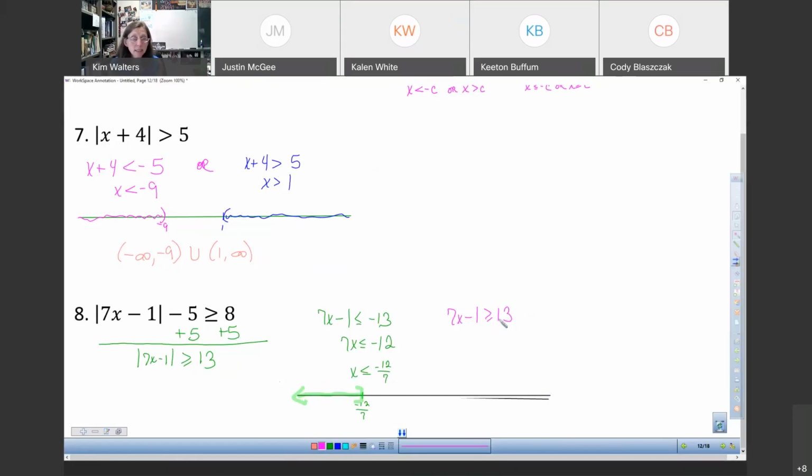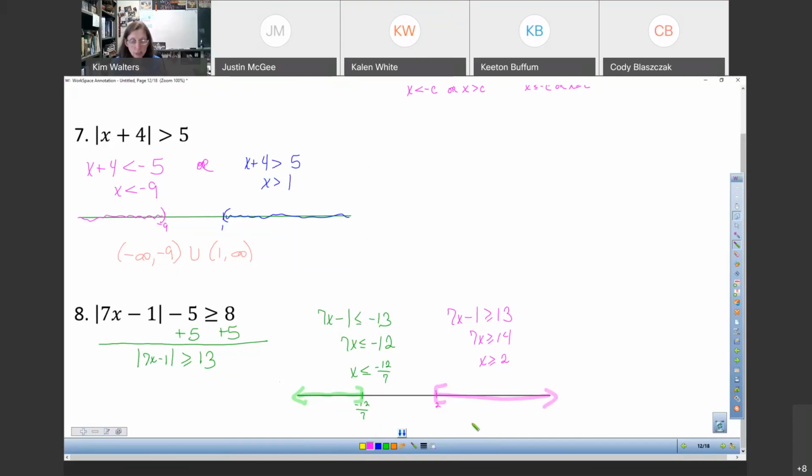Adding 1 to both sides on the second one, I have 7x is greater than or equal to 14. I'm going to divide both sides by 7. I have x is greater than or equal to 2. So 2 is over here to the right of negative 12 sevenths because it's a positive number. It says greater than or equal to, so it's going to have a square bracket and it's going to be shaded to the right because it says greater than. It's going to look like this.